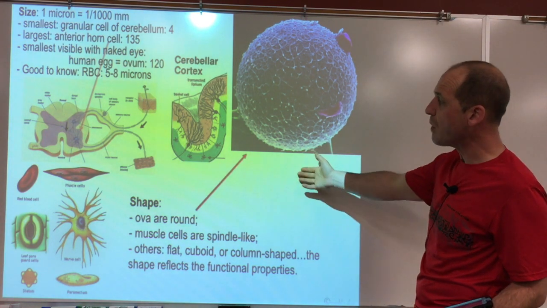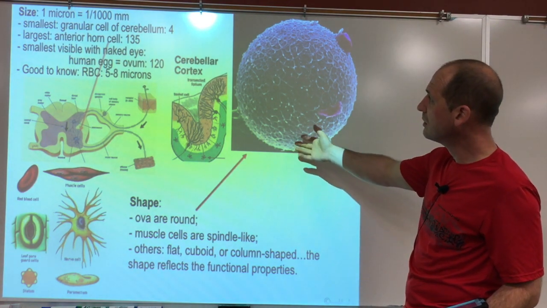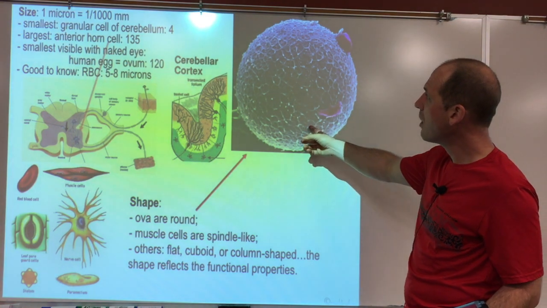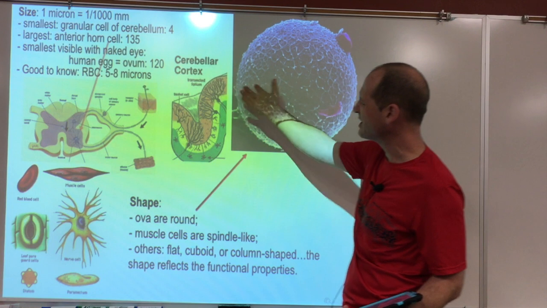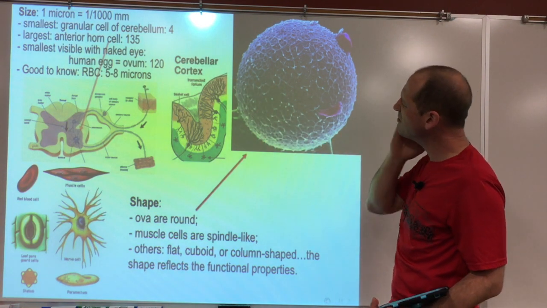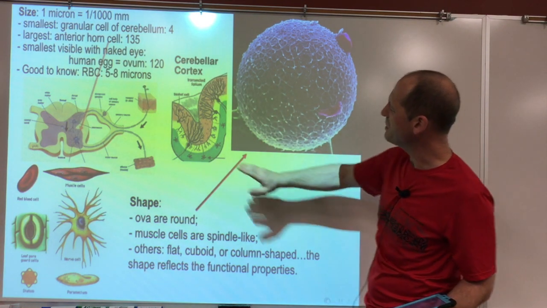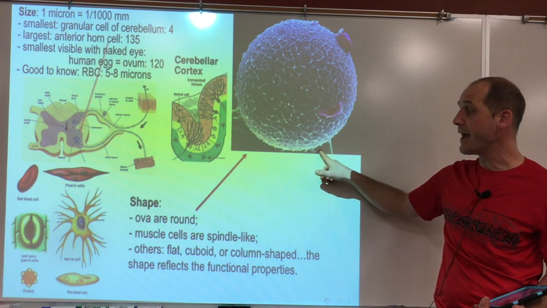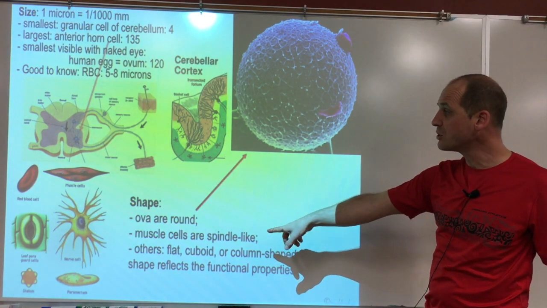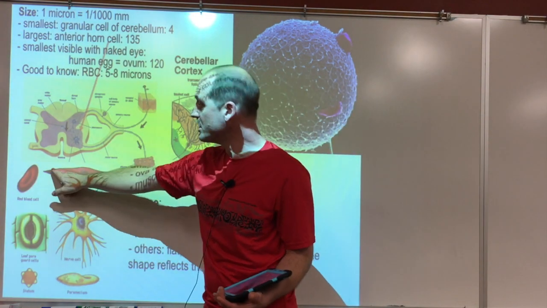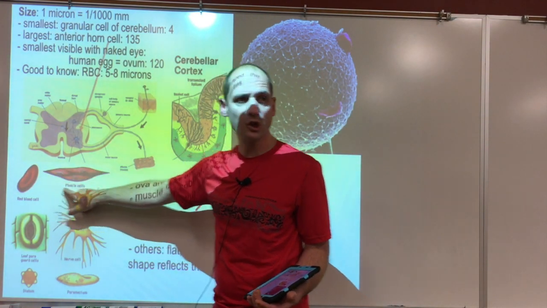We look at shape, also lots of different shapes. The smallest one is in the cerebellum, that's the cerebellar cortex. That picture wasn't too descriptive, but this is descriptive. That's a human egg. So some of them are round. The ovum is round. Muscle cells are like spindly looking things so that they can contract.